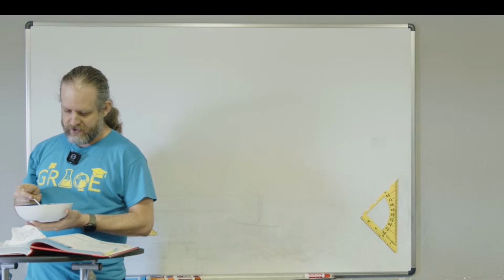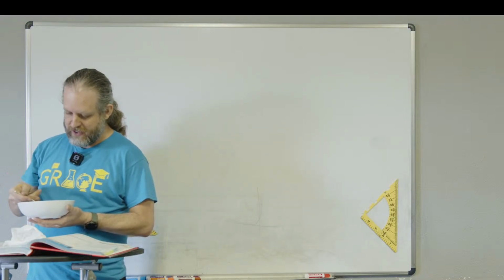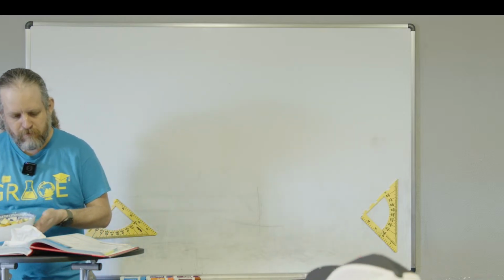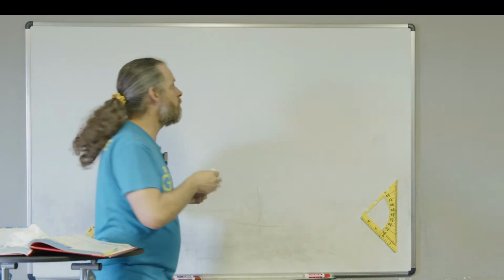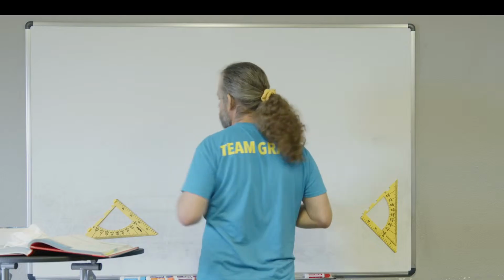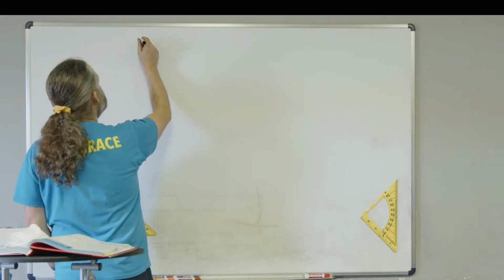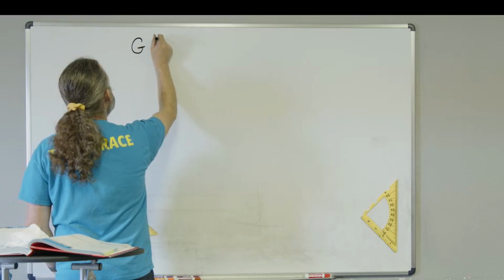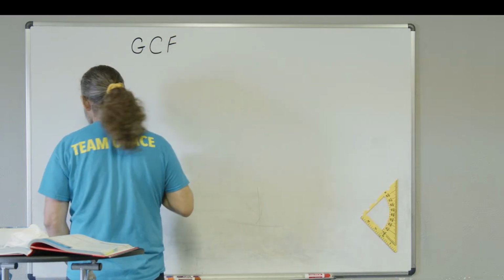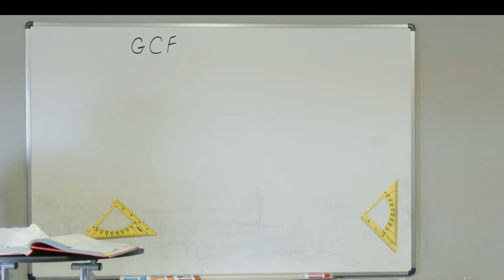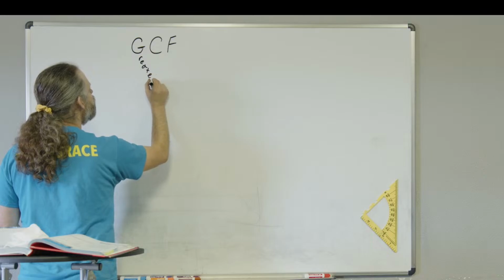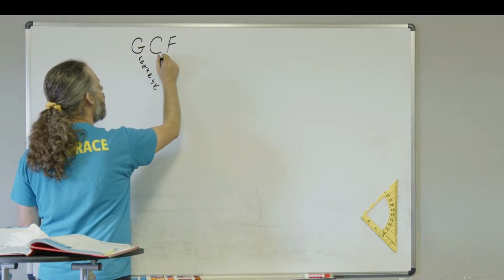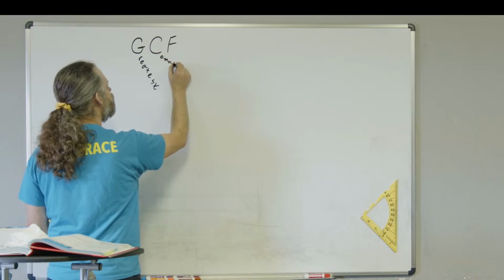We're going to start by learning what a GCF is. Sorry, what did you say this lesson's called? They call it using the distributive property, but I would call it factoring by grouping if I was naming it. So, GCF stands for greatest common factor.